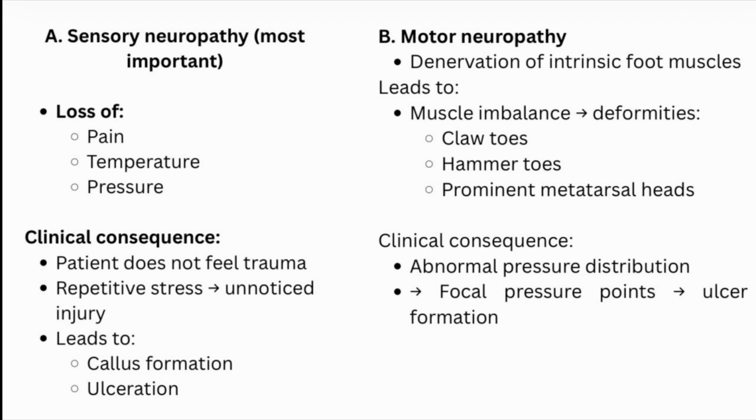Second, motor neuropathy. This causes denervation of the intrinsic foot muscles, leading to muscle imbalance. Over time, this results in deformities such as claw toes, hammer toes, and prominent metatarsal heads. These deformities create abnormal pressure points, which significantly increase the risk of ulcer formation.